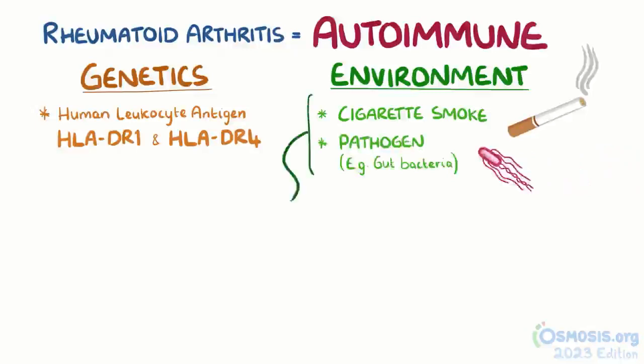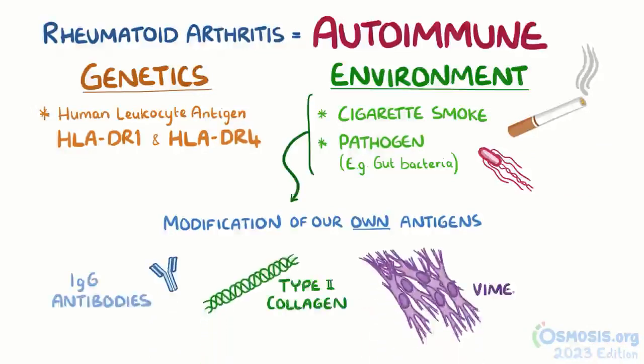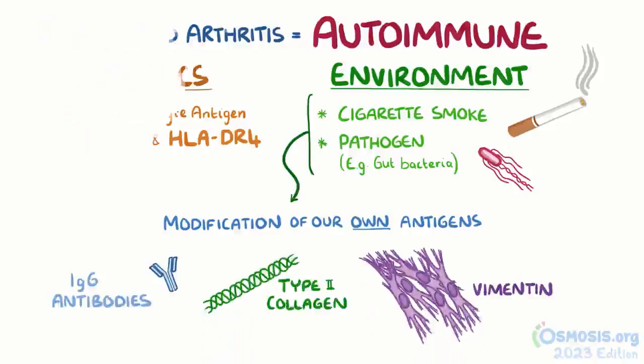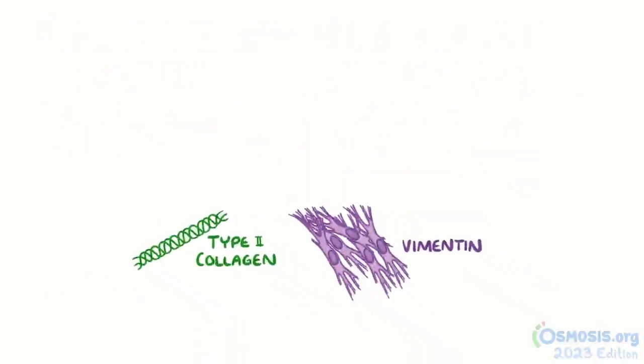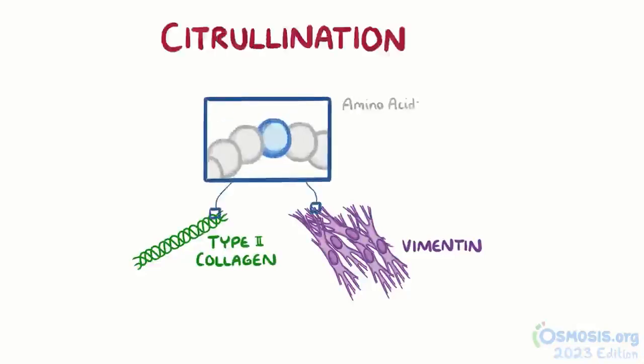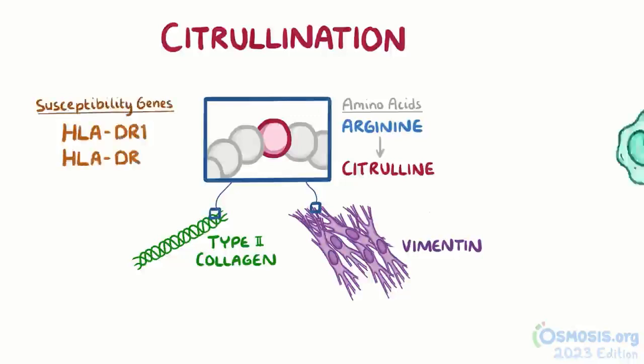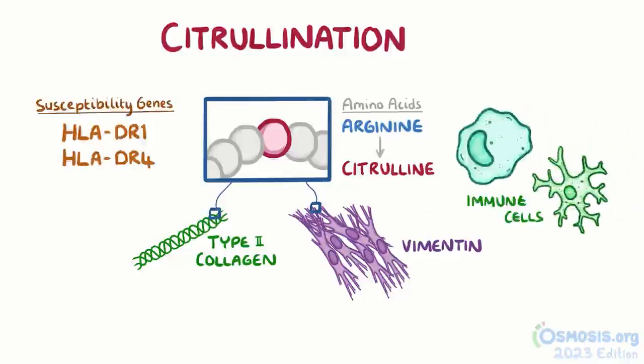These environmental factors can cause modification of our own antigens, such as IgG antibodies or other proteins like type 2 collagen or vimentin. Type 2 collagen and vimentin can get modified through a process called citrullination. That's when the amino acid arginine found in these proteins is converted into another amino acid, citrulline. Meanwhile, due to the susceptibility genes, HLA-DR1 and HLA-DR4, immune cells are sometimes not clever enough, so they get confused by these changes and they no longer recognize these proteins as self-antigens.